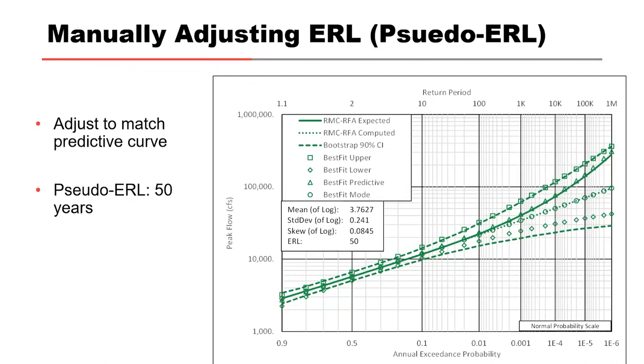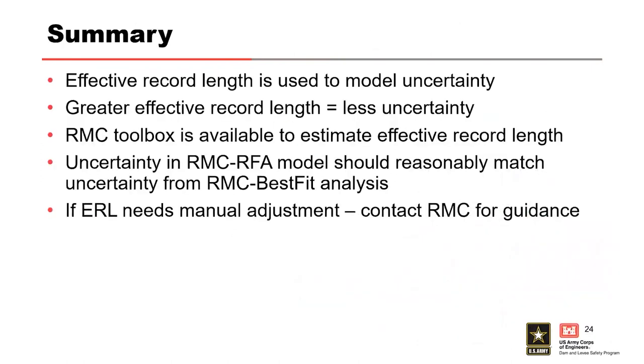But strictly speaking, the new estimate of 50 years is not really the effective record length of our data. So we're going to call this our pseudo ERL, just so that we identify this is not an actual ERL. Future versions of RFA will eliminate this limitation because they will import the data directly from BestFit, and so we won't have to input an ERL anymore.